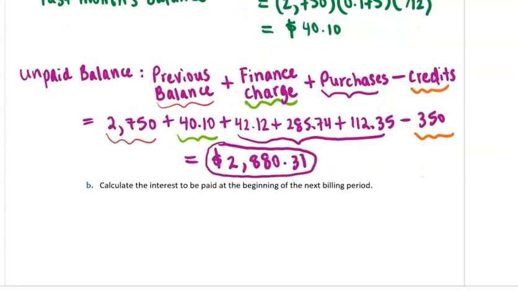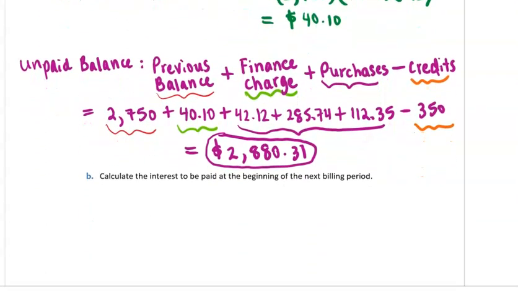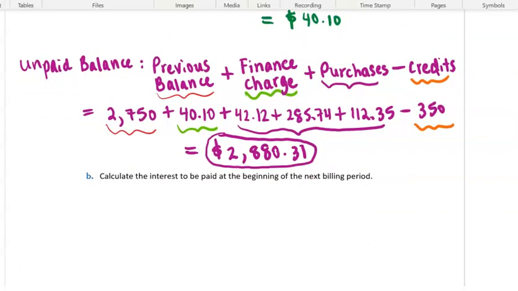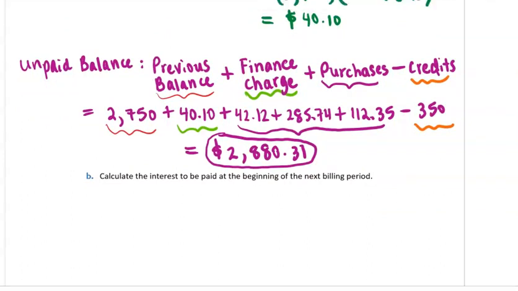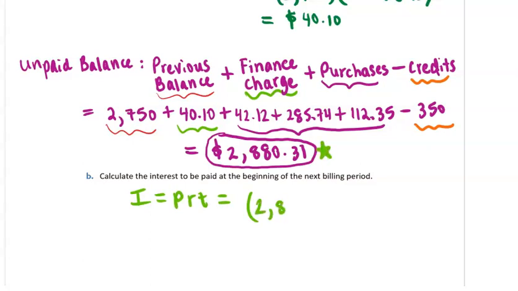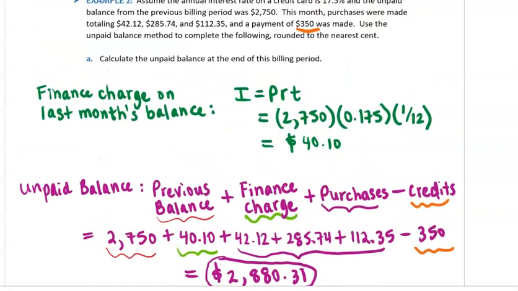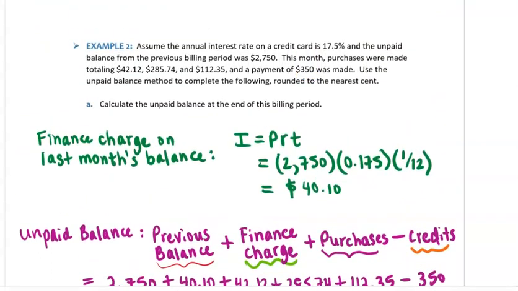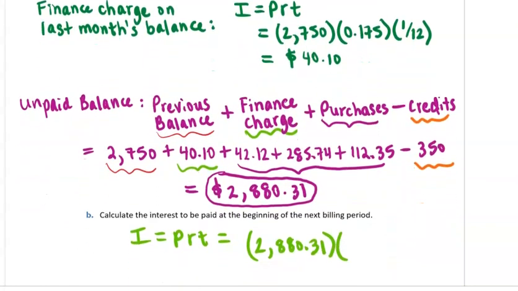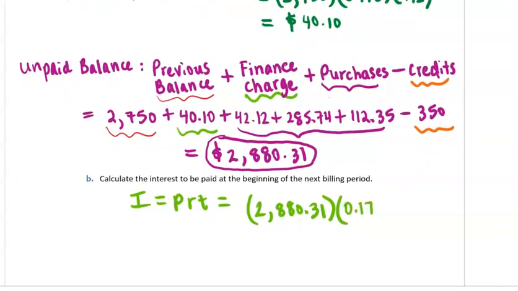Part B, calculate the interest to be paid at the beginning of the next billing period. To calculate interest, we are going to use the simple interest formula, I equals PRT. P is the unpaid balance, so that's what we just calculated, $2,880.31. R is the interest rate that is stated, the annual interest rate that was given to be 17.5%. So of course we represent that as a decimal, 0.175. And then in this calculation, time is given as 1/12.